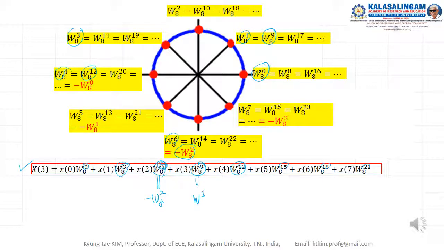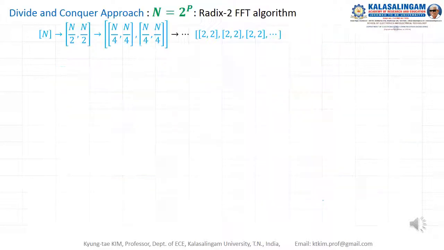W12 is W4, which is minus W0. And 15 means minus W3. 18 is W2. 21 is minus W1, like this. Therefore, once we have these values, we can compute everything by using the symmetry and periodicity properties. One more thing.